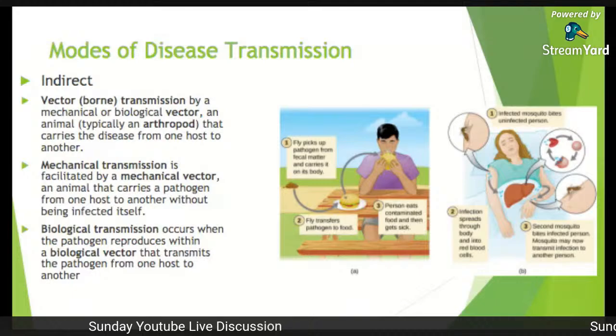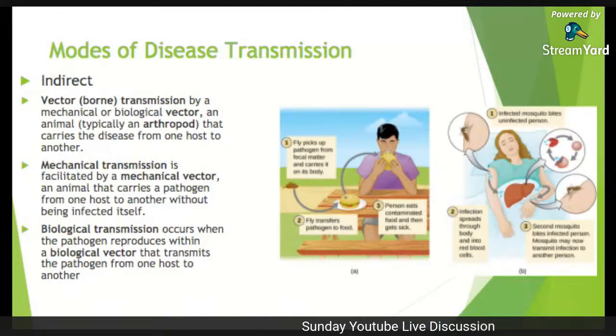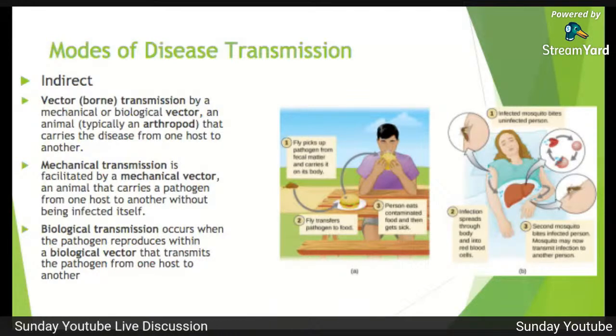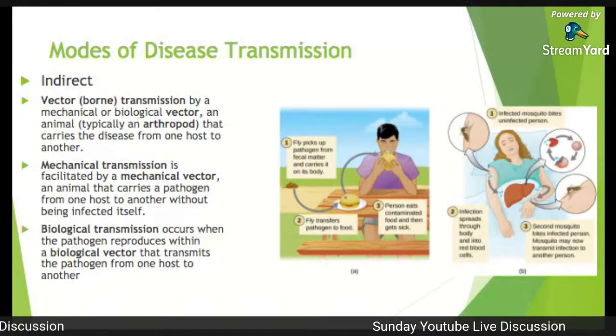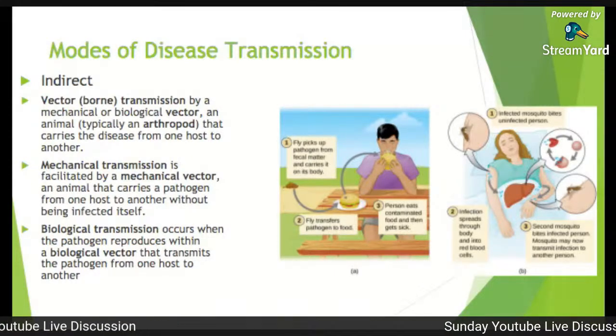But like I said, there's two different types of vectors that are indirect. You can have where an insect may have crawled on something nasty, disgusting, and they crawl on your food and then you eat it, or they can directly inject a pathogen into you by their feeding.